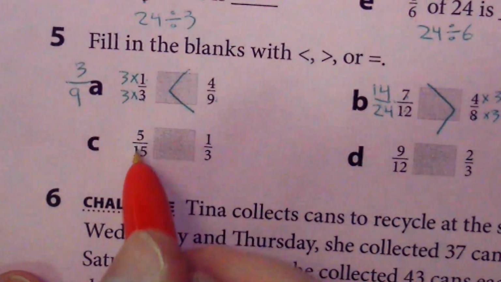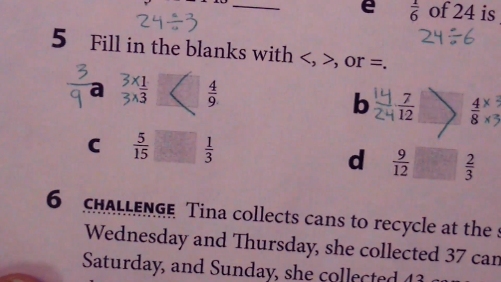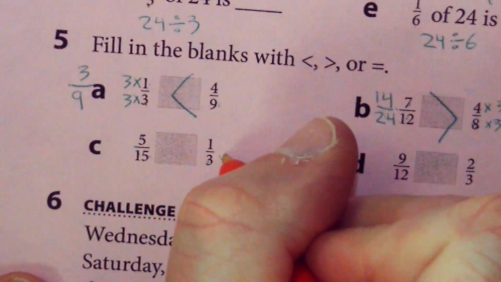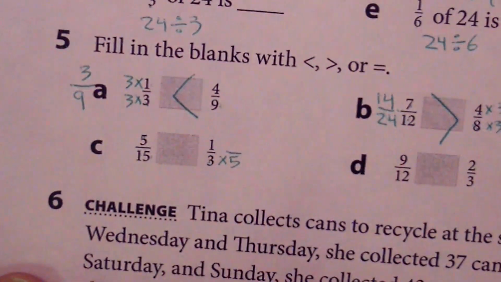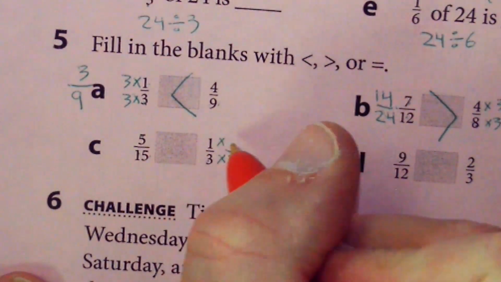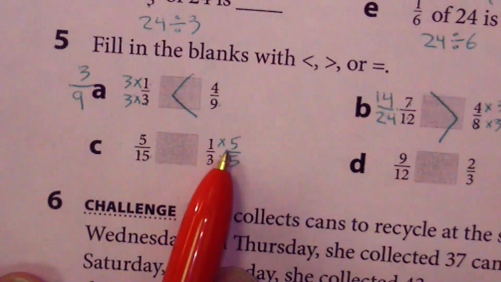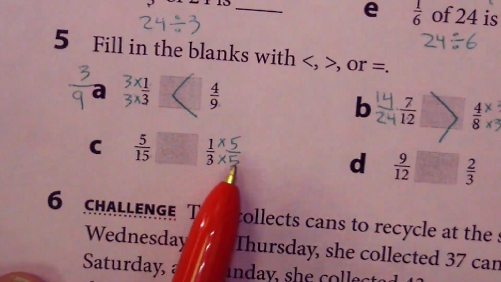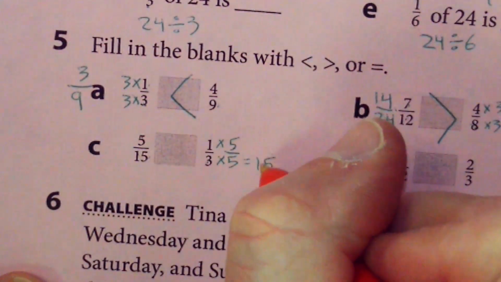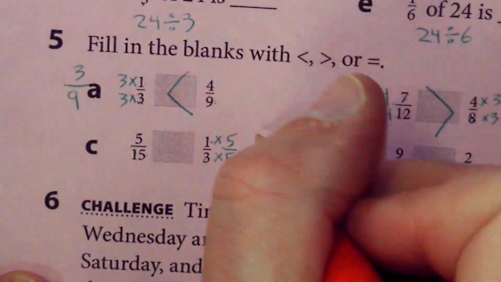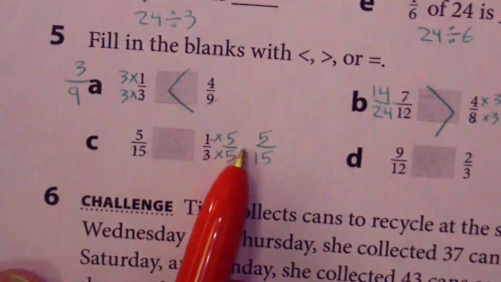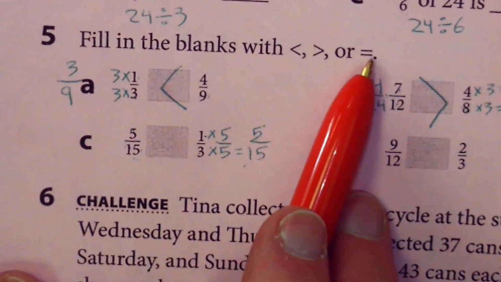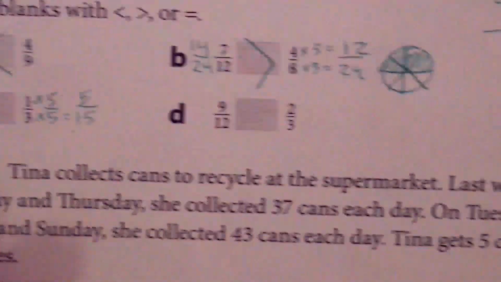C, 5/15, 1/3. Can I turn a 3 into a 15? Yes, I can, by taking it times 5. Okay? And whatever I do on the bottom, I also have to do on the top. So whatever I do to this denominator, I have to do to the top. So if I take 3 times 5, I get 15. And if I take 1 times 5, I get 5. Now I can compare 5/15 and 5/15. I think you know the answer. They look the same to me.